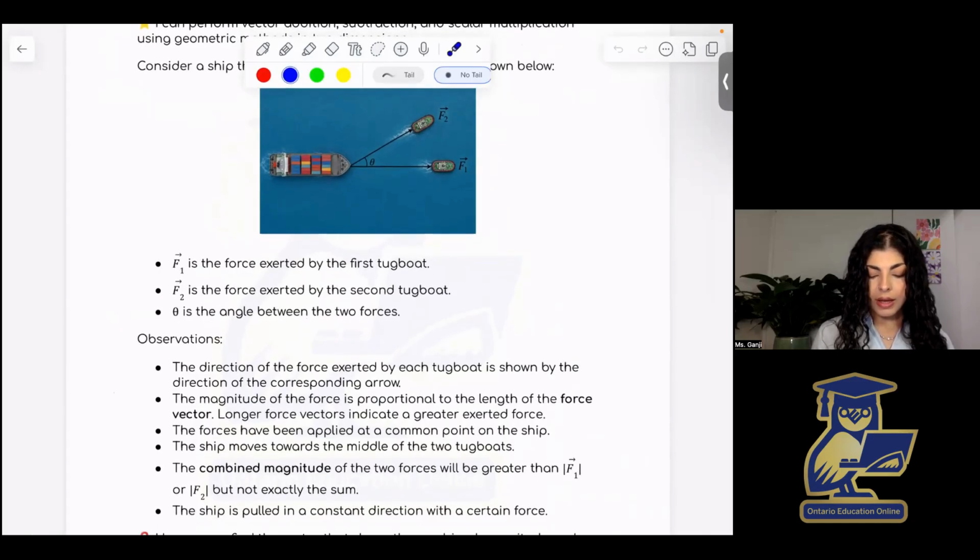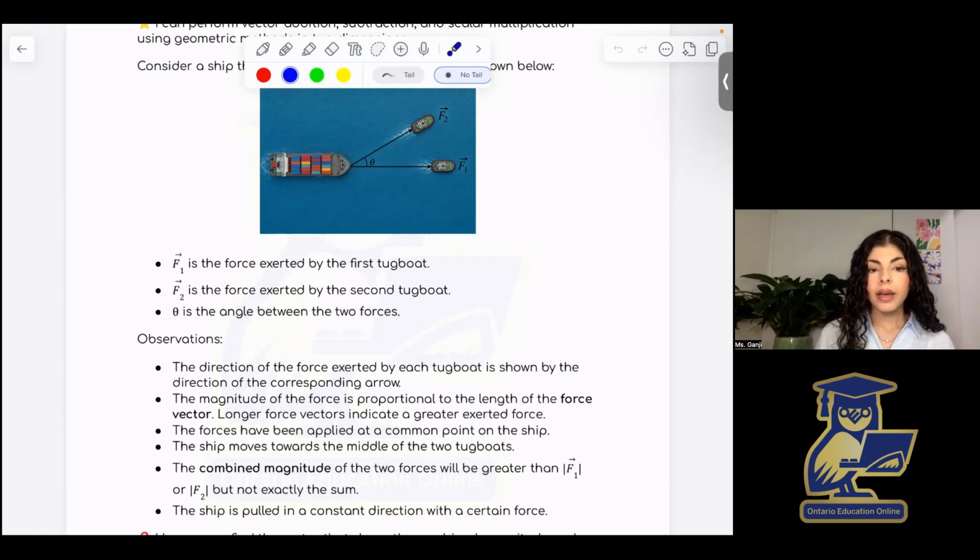The direction of the force from each tugboat is shown with the arrow. This one is going towards the right, or the east. This one is going more towards the northeast, but closer to the east. The magnitude of these forces, how much they're pulling the ship, is the length of the force vector. The length of the first one is greater than the second one, so the first tugboat has a greater force than the second. Longer force vectors indicate a greater exerted force. The longer the vector, the more the force.